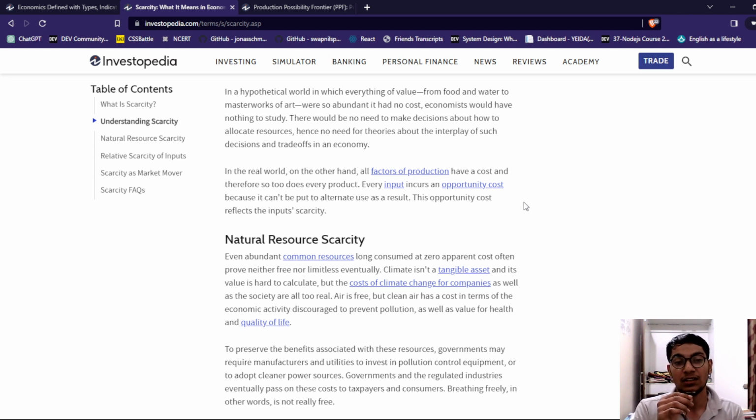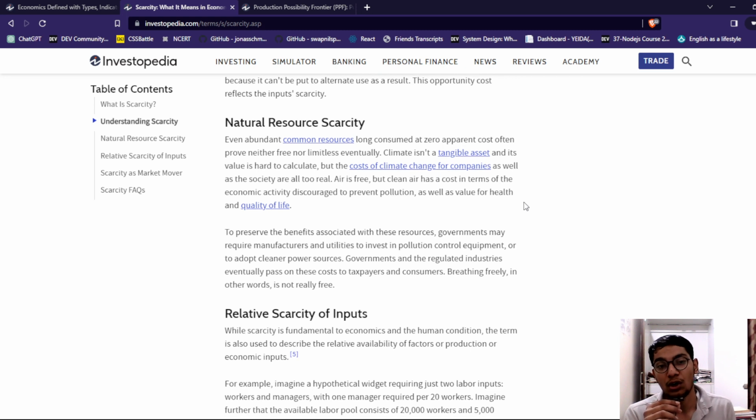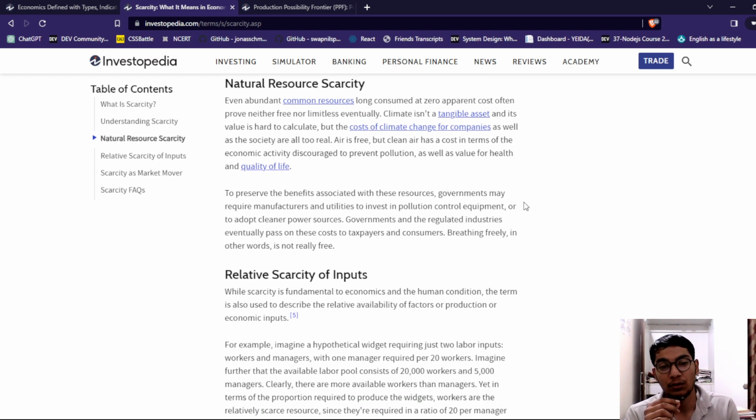In the real world, on the other hand, all factors of production have a cost, and therefore so does every product. Every input incurs an opportunity cost before it can be put to alternative use. As a result, the opportunity cost reflects the input's scarcity. Even abundant and common resources long consumed at zero apparent cost often prove neither free nor limitless eventually. Climate is not a tangible asset and its value is hard to calculate, but the cost of climate change is real for companies as well as society. Air is free, but clean air has a cost in terms of the economic activity forgone to prevent pollution, as well as the value of health and quality of life, to preserve the benefits associated with these resources.